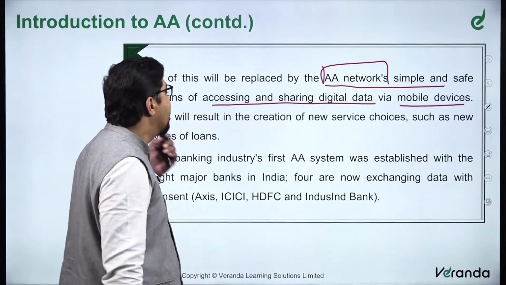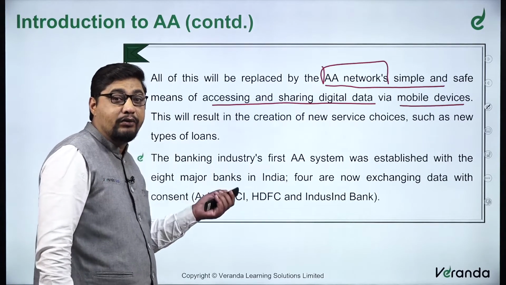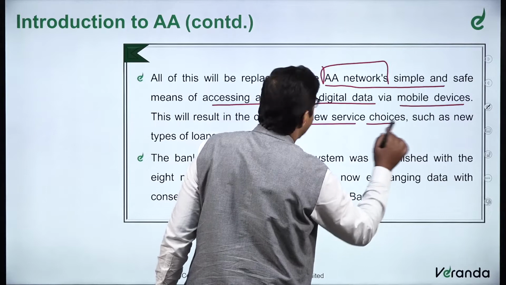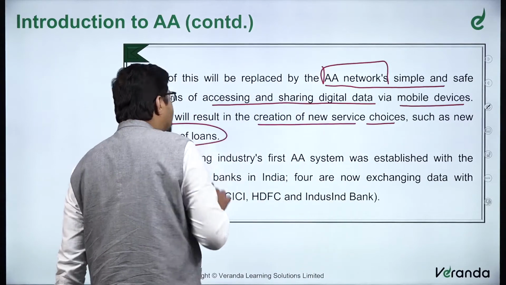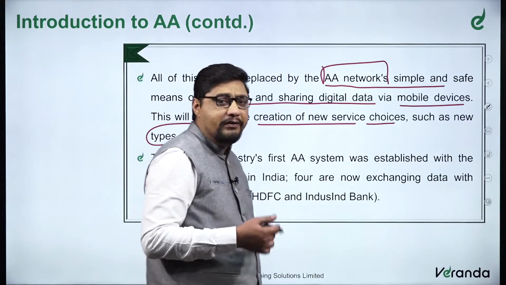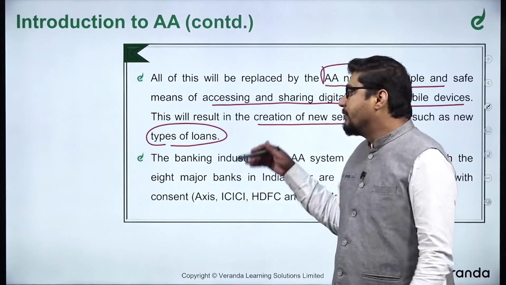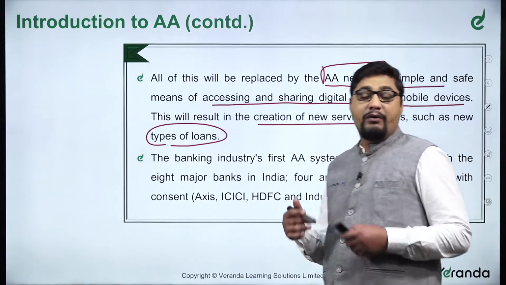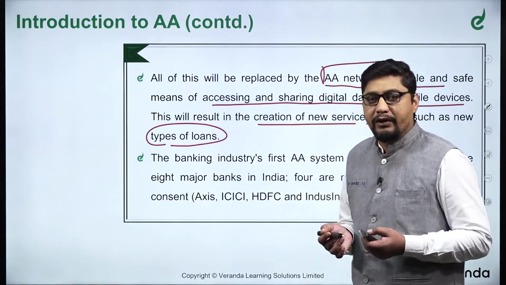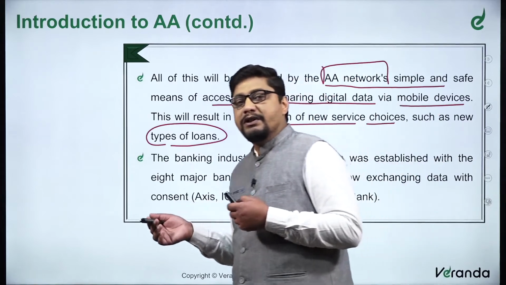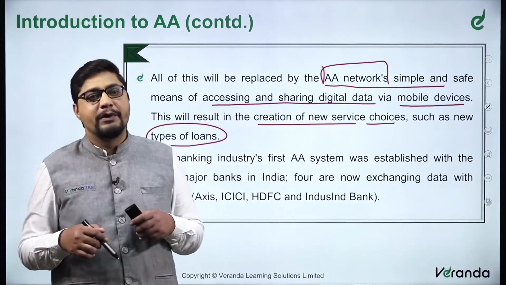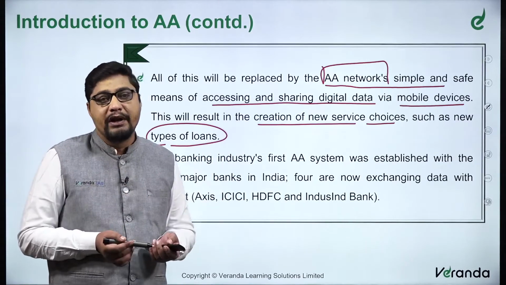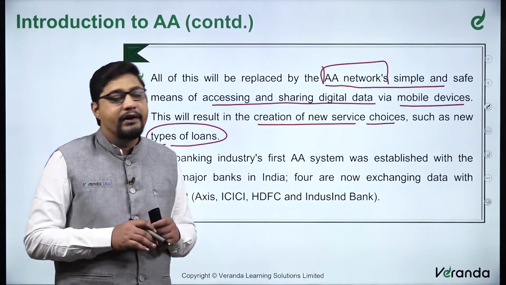So it will be simple and safe, and at the same time you can access it through mobile devices. This will result in the creation of new service choices, such as new types of loans. It can be like peer-to-peer loans, or some new kind of system can be created. At present, the loans are more like home loans, personal loans and all those things. But nowadays there is even a concept of peer-to-peer loans, where a person can lend to another person. But when you are lending, you need to have all the information about that person. That can be done through these types of systems. So new types of services can be created once you have the account aggregator network.